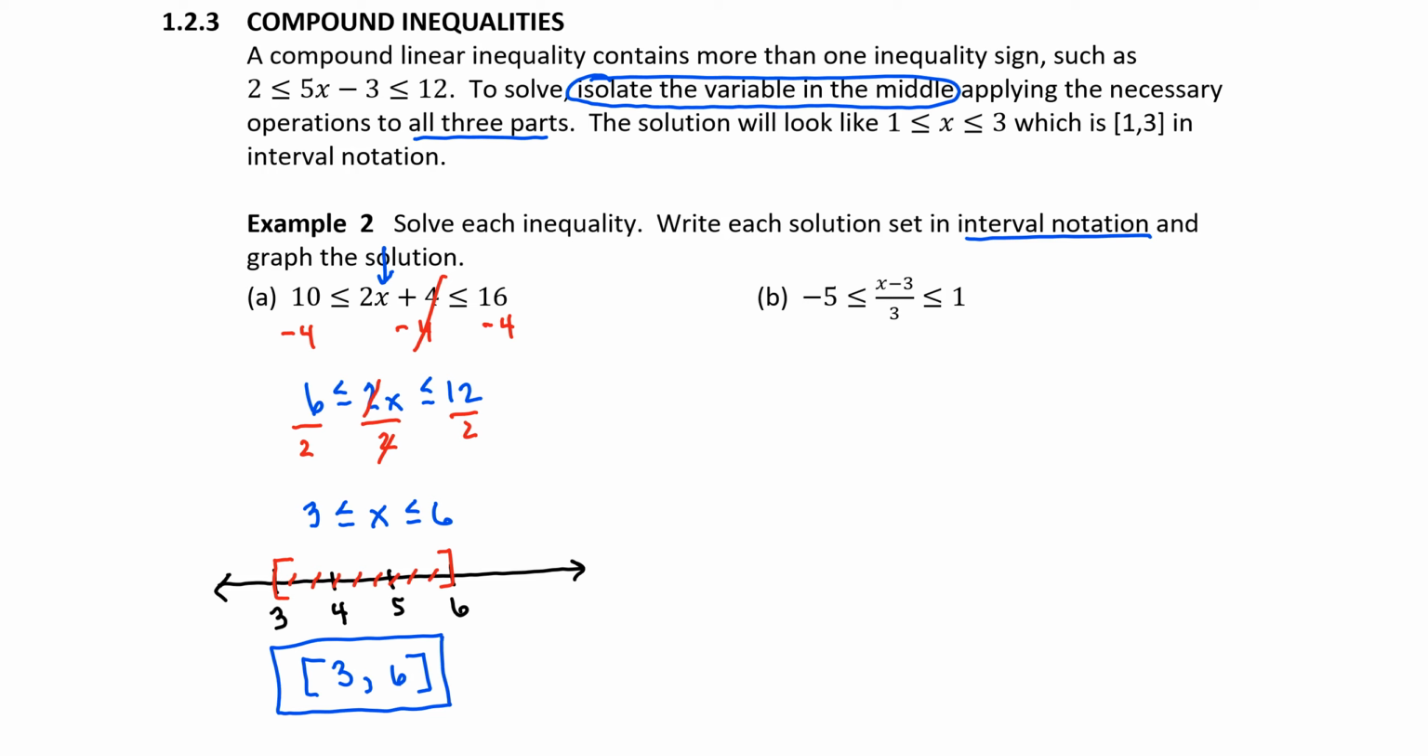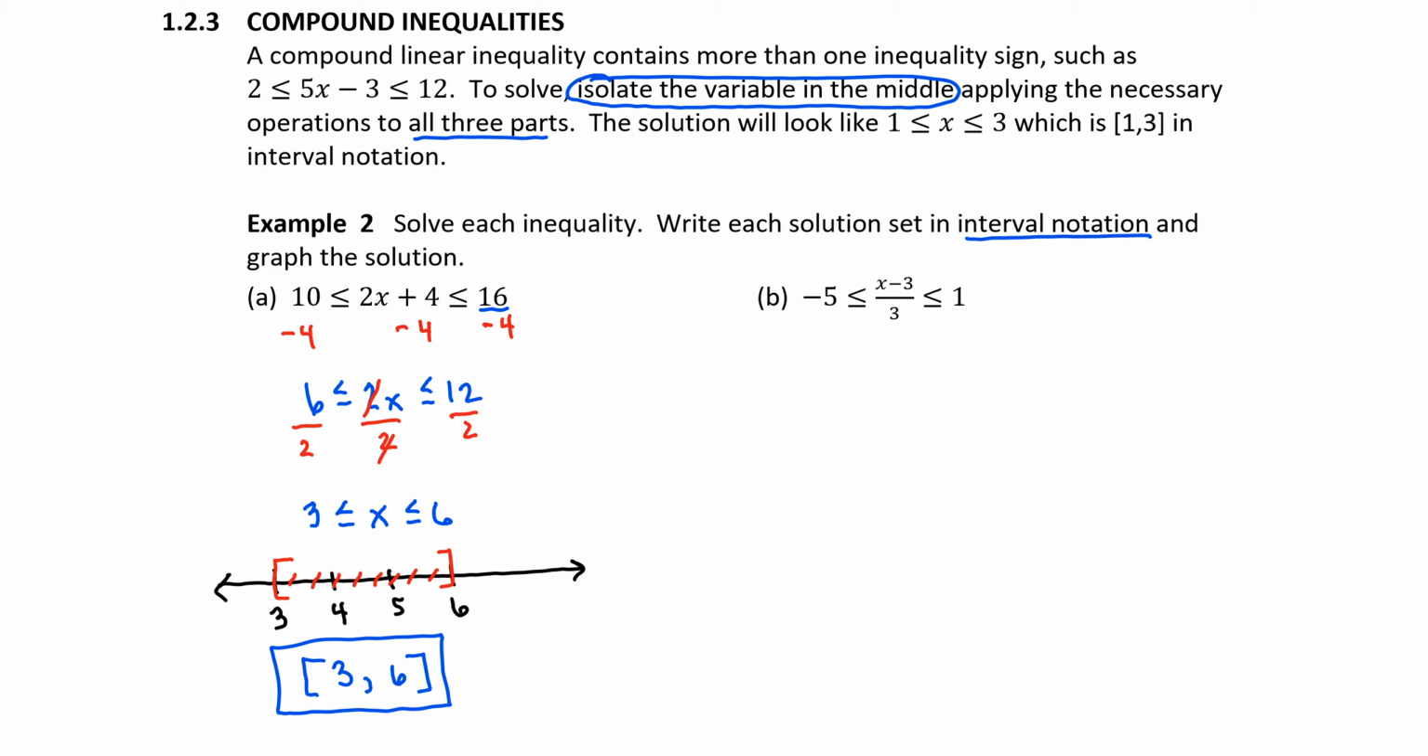Now, if I took 3 and I plugged it in for x in the original inequality, I would see we have 2 times 3, which is 6, plus 4. The value in the middle would be equal to 10. So plugging in 3 causes the middle to have the same value as the original left side. If I took 6 and I plugged it in for x here, 2 times 6 is 12 plus 4 gives me 16. So plugging the endpoints in shows that we have equalities on either side.